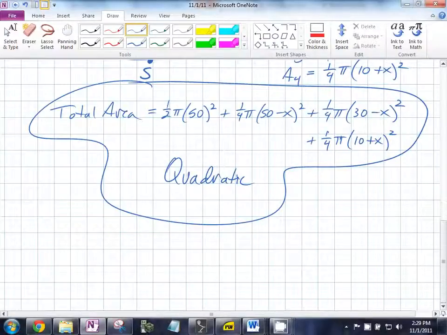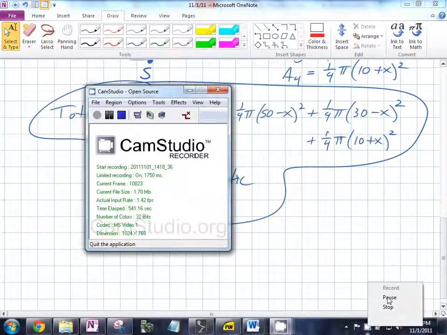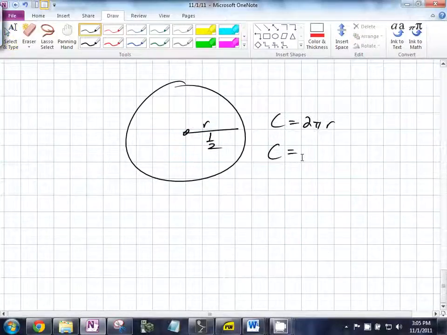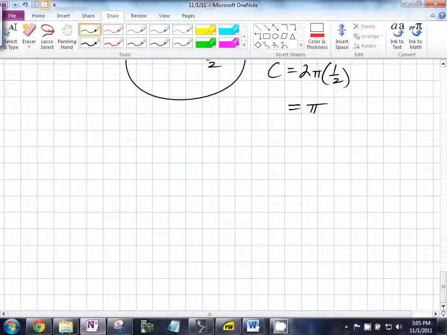Okay. Let's say we changed it to a radius of 1/2. Circumference is 2 pi r, so that's going to be 2 pi times 1/2. So what's that? Pi. So let's look at a circle with radius 1/2.